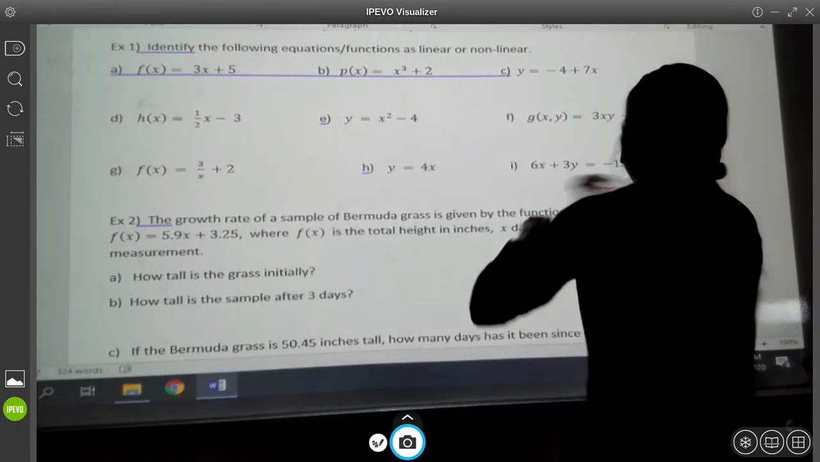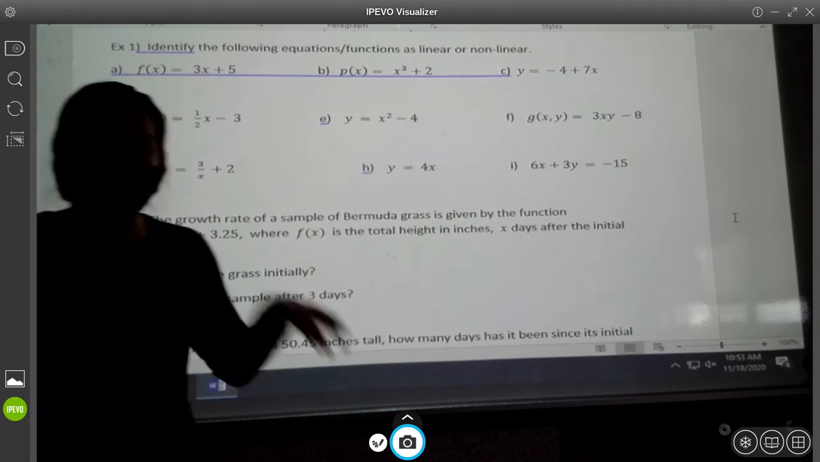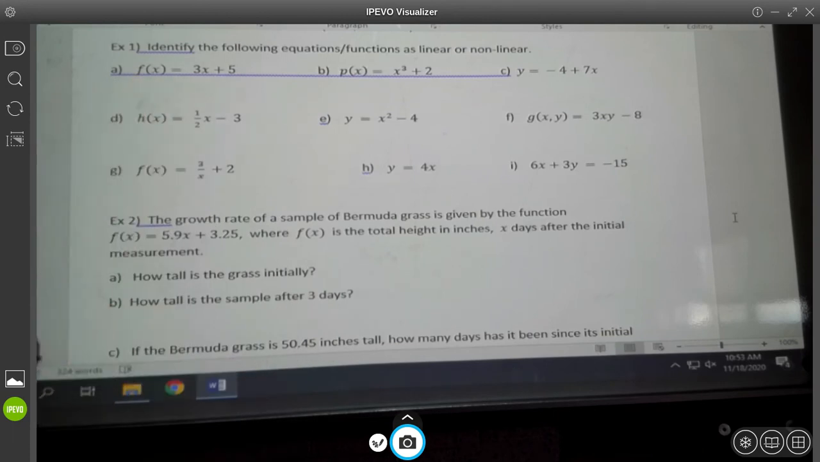All right, so guys, look at this one. Identify the following equations as linear or nonlinear. I'm going to put yes for all the linears, and I'm going to put no for the nonlinears. So guys, if they gave you the function f of x equals 3x plus 5, and again, if you don't like f of x, put y.